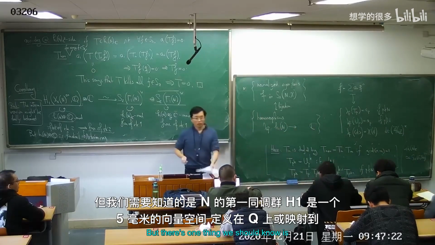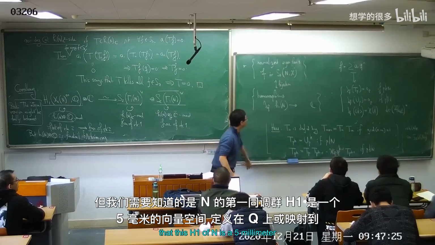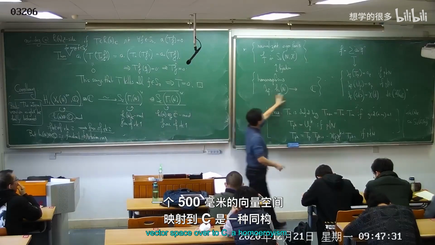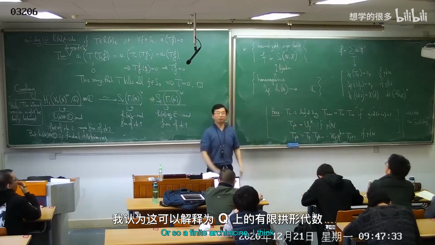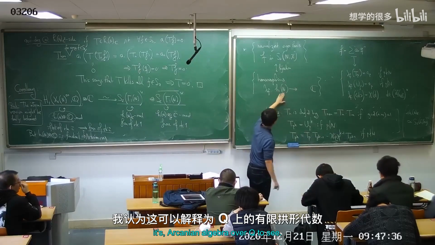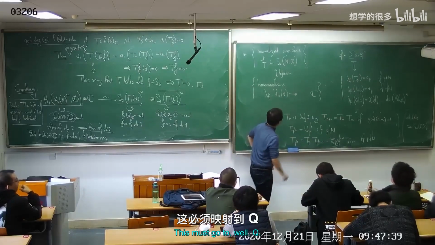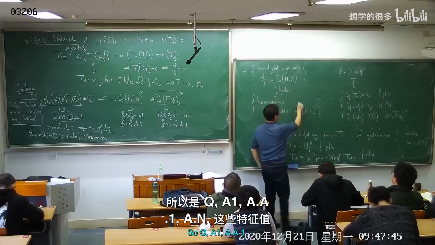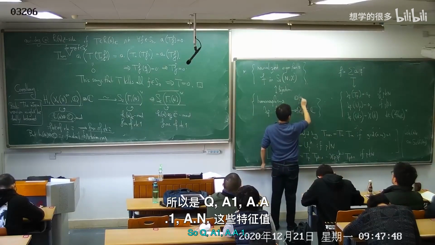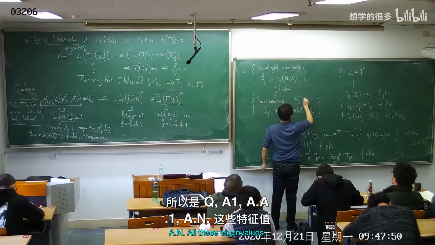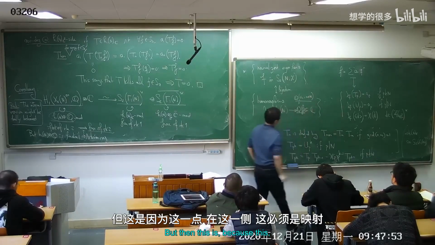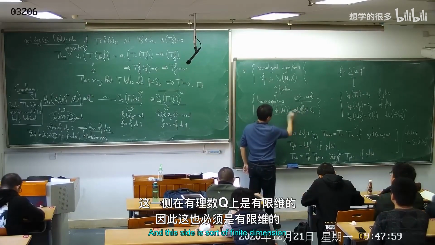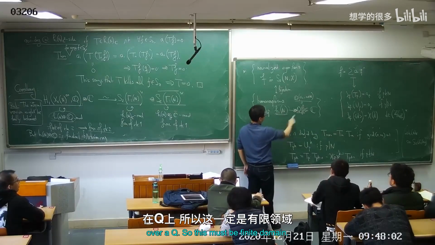But there's one thing we should know: H1(N) is a finite dimensional vector space over Q. We map a finite dimensional vector space over Q to C by a homomorphism, or sort of a finite Artinian algebra over Q to C. This must go to Q_f, which is Q adjoining all these values, Q(a_1, ..., a_n), all these eigenvalues. Since this map must be surjective and the source is finite dimensional over Q, this must also be finite dimensional over Q.